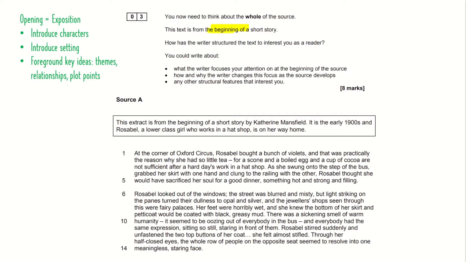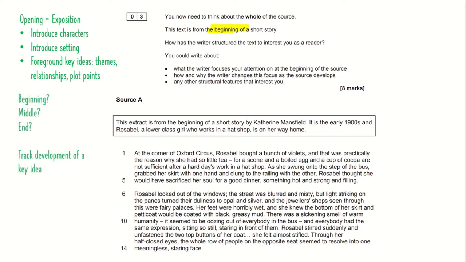Now if you've never heard the term exposition before, that just means the beginning of a story. But the general idea of what an exposition does is that it introduces characters, introduces setting and foregrounds key ideas like the themes, the relationships, the plot points. Foregrounding just means that the writer makes a particular idea really stand out to you as a reader, and the reason that they're doing that is because you need to know that piece of information because it's going to help you understand something later. So when you write your question 3 answer, you should constantly be using the words introduce and foreground, like it introduces this idea or it foregrounds this idea.